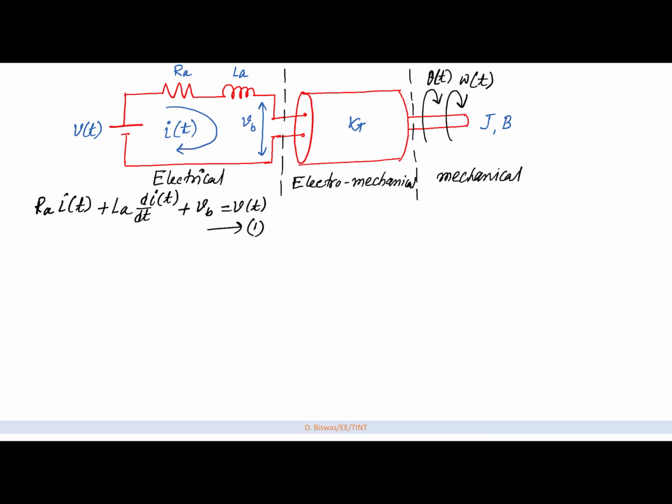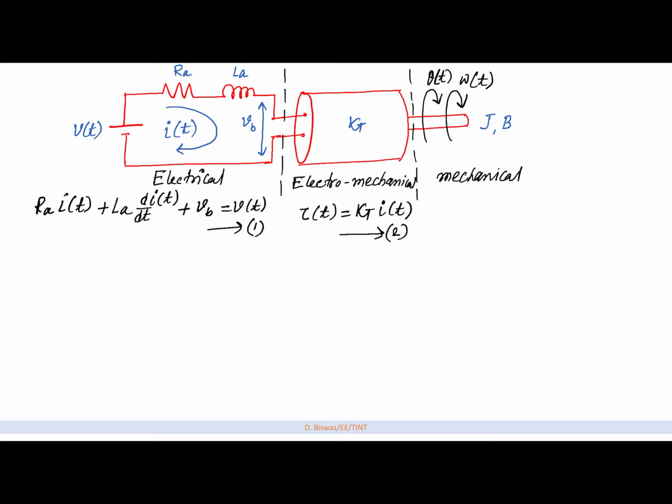Now, the current in electrical circuit will produce torque through the electromechanical circuit. So, the expression of torque tau t is equal to kt times it, where kt is the torque constant. The produced torque in electromechanical circuit will support the rotational load in mechanical circuit.